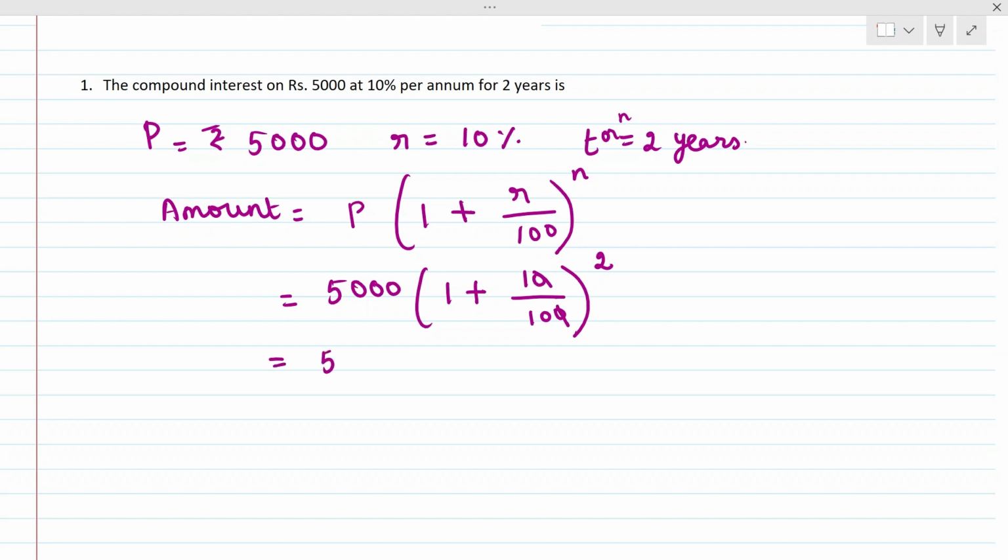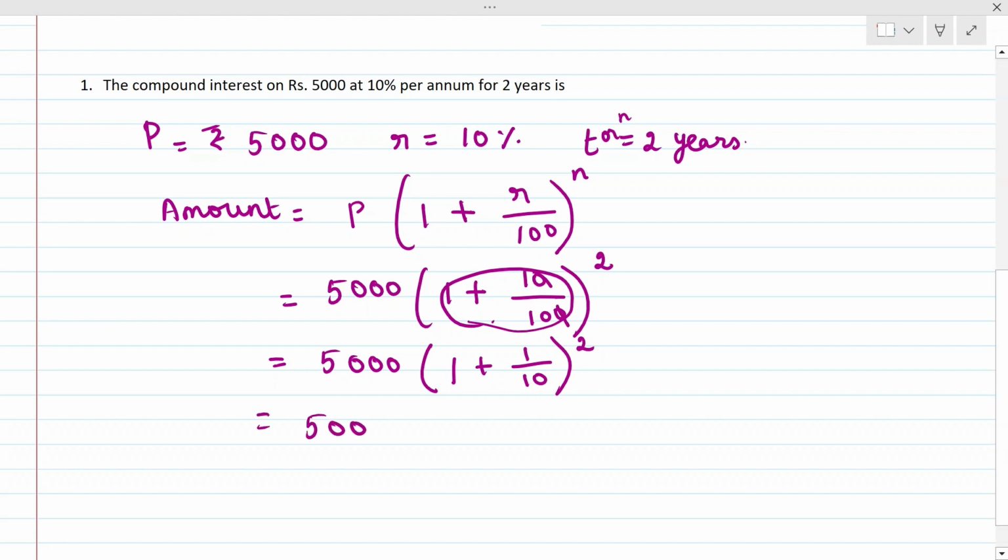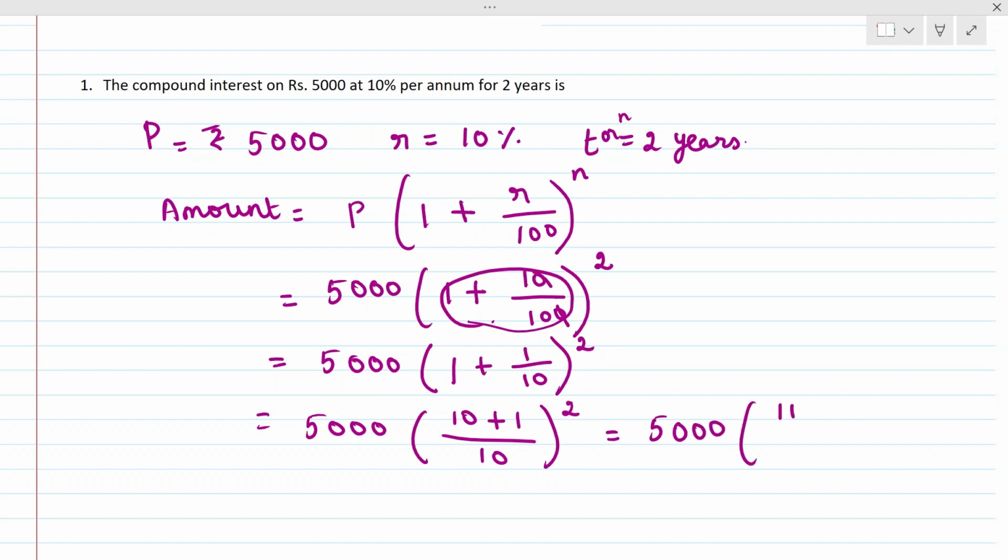Then when we simplify, 5,000 into 1 plus 1 by 10 the whole power 2. This is what we have after cancellation. So now this is 5,000 into (10 plus 1) by 10 the whole square. We are taking the LCM now. So here 5,000 into 11 by 10 the whole square.